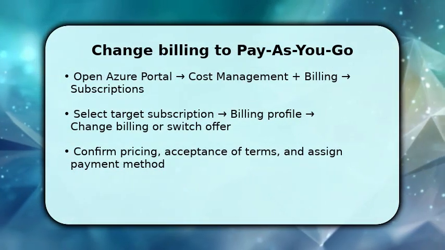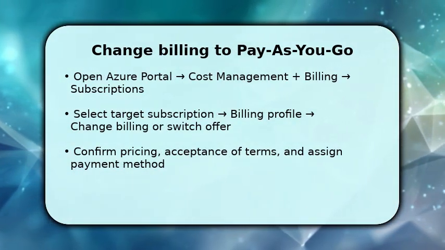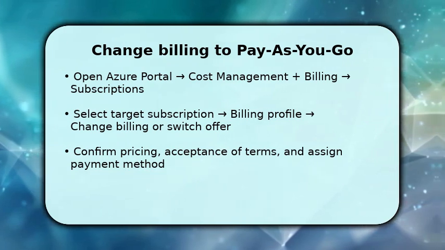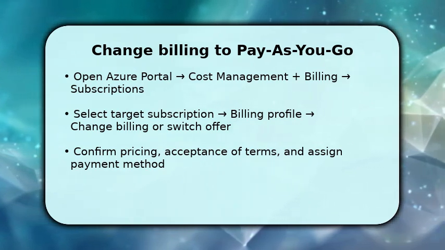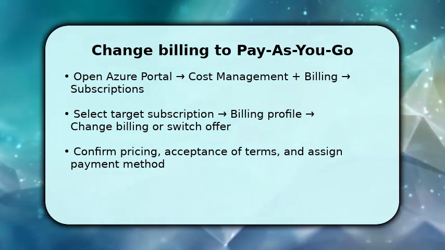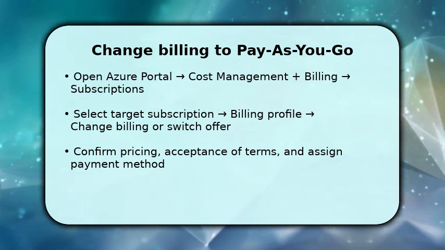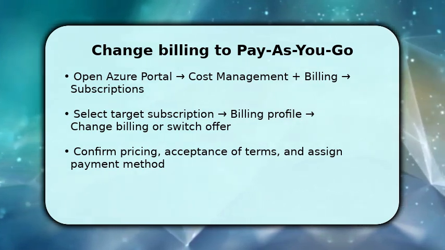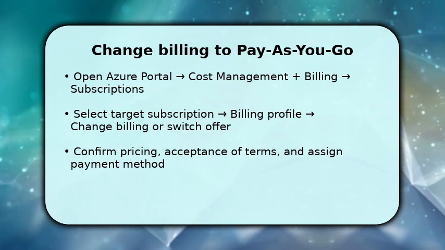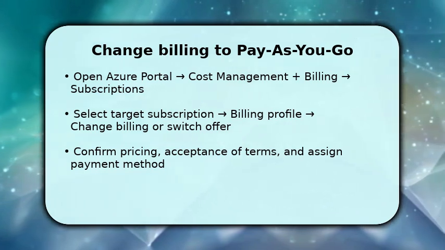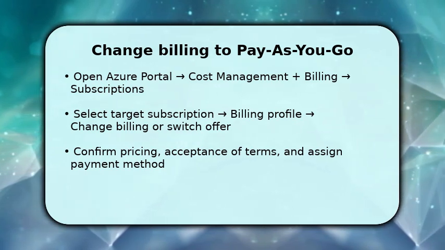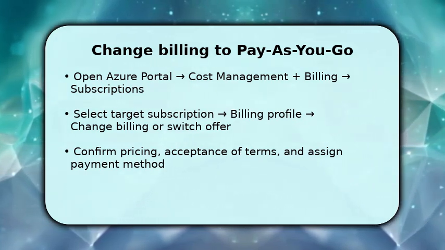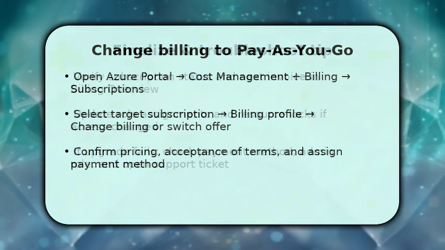You now perform the core switch inside the Azure portal. Navigate to Cost Management and Billing, then choose Subscriptions and pick the subscription you want to convert. Click Billing Profile and look for Change Billing or Switch Offer. Select Pay-as-you-go and review the pricing details carefully. This explains how meters and rates apply. After that, select the payment method you added, accept the terms, and submit the request so Azure can apply the new billing model immediately.